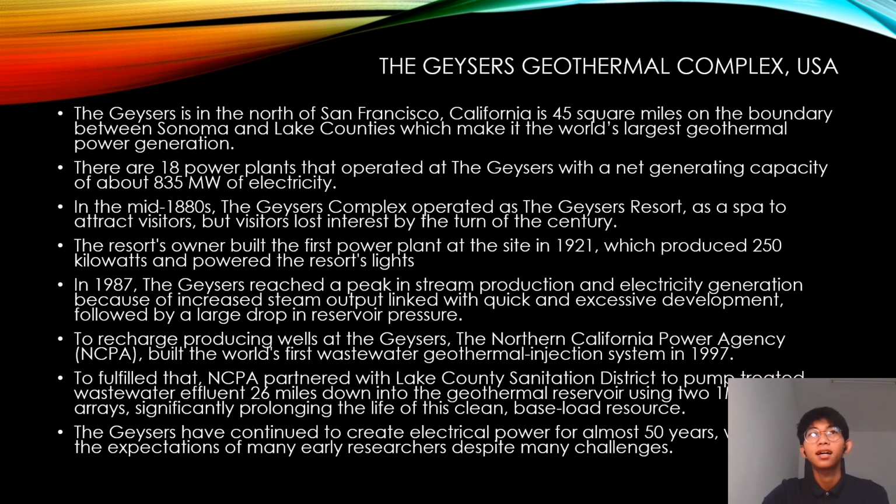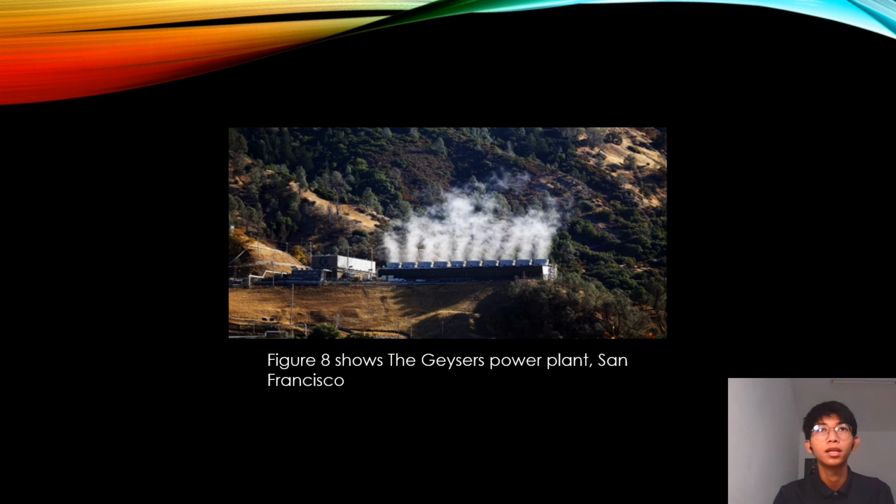And next, on this slide we have a picture of the Geysers power plant in California, which I stated earlier. This is all the steam that has been blown out to the atmosphere after it has been used to spin all the turbines in the power plant.